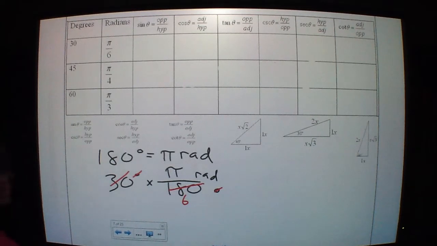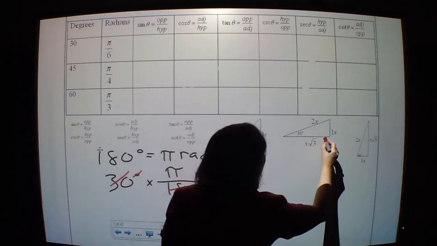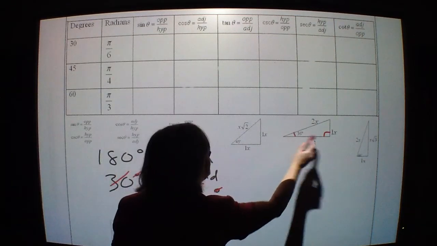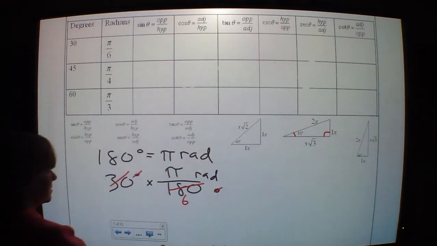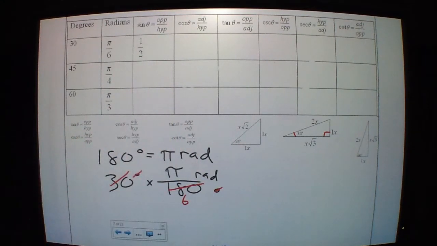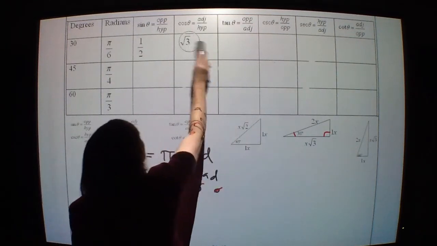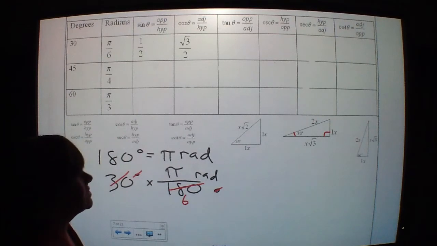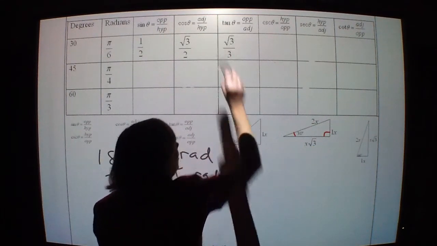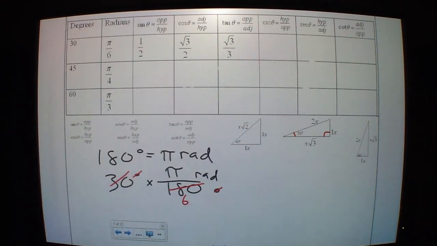So I have a 30-degree triangle first. Right there, 30 degrees. There's my right triangle. Sine of this angle here, 30 degrees, is opposite over hypotenuse. So it's 1 over 2. The cosine is your adjacent over hypotenuse. So that's radical 3 over 2. The tangent, TOA, opposite over adjacent. So it's 1 over radical 3, which, rationalizing the denominator, you get radical 3 over 3.